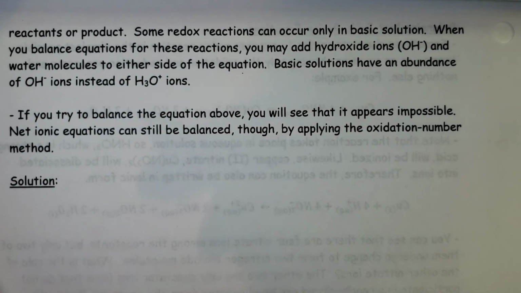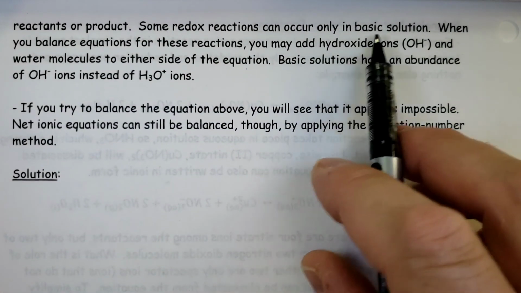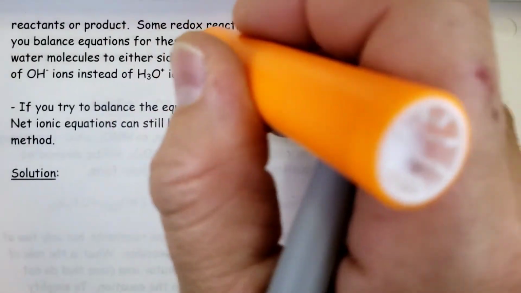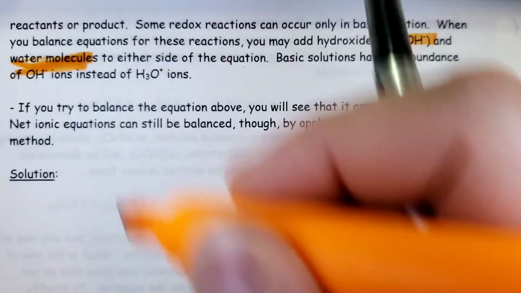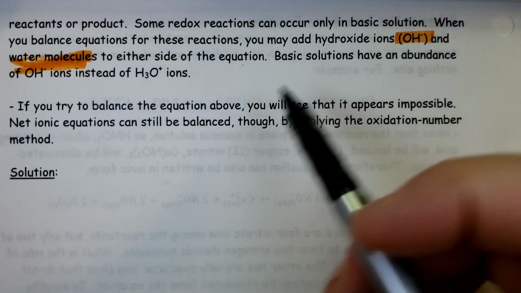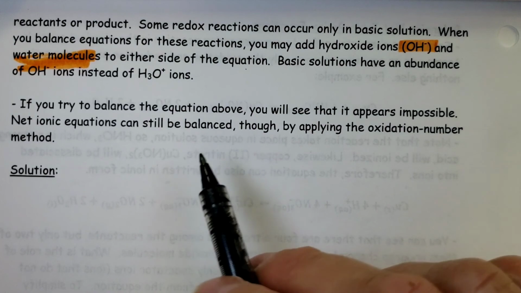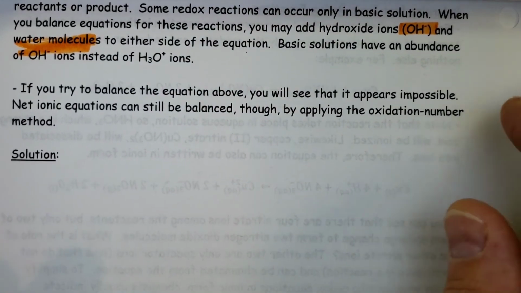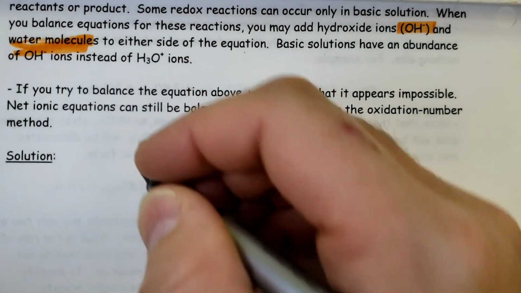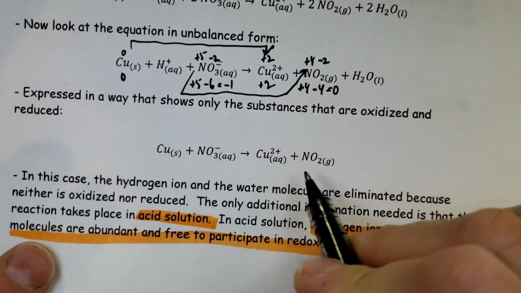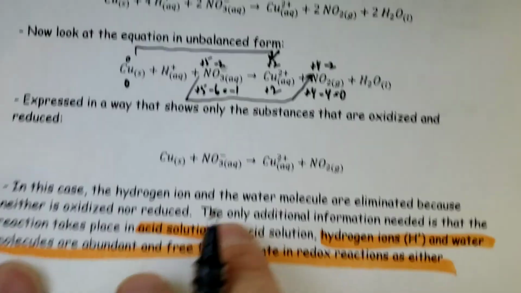So if we look at the next page, some redox reactions could occur in basic solutions. When we have that, we can add hydroxide ions and water molecules because they are abundant as well. Basic solutions have an abundance of OH- instead of the H+. So if you try to balance the equation above, you'll see that it appears upon that equation that we ended up with here. So this whole page is just simply breaking something down into the net ionic equation for a redox reaction.